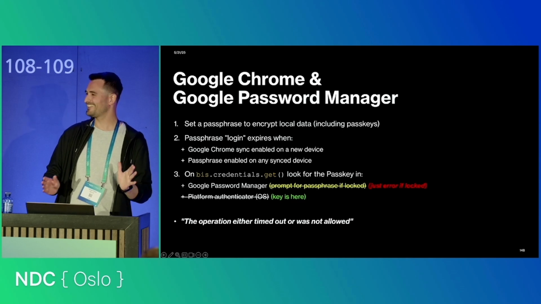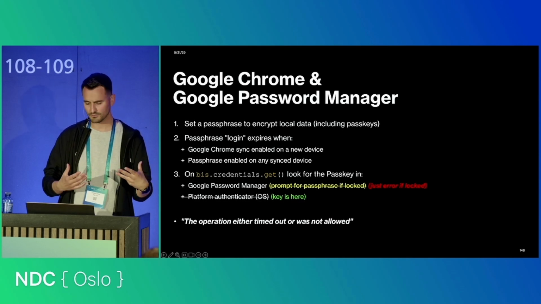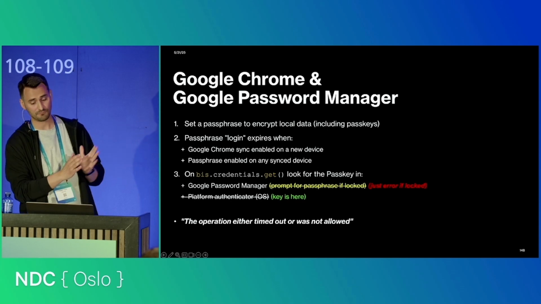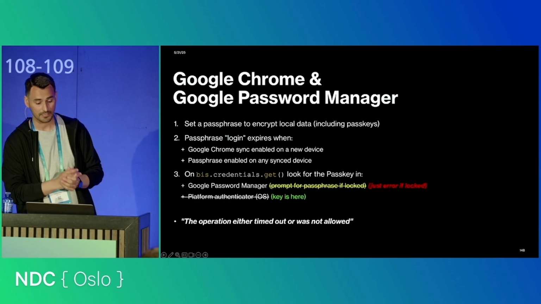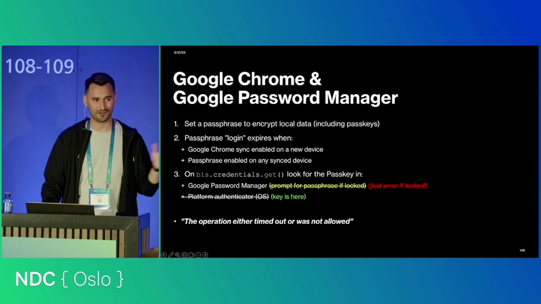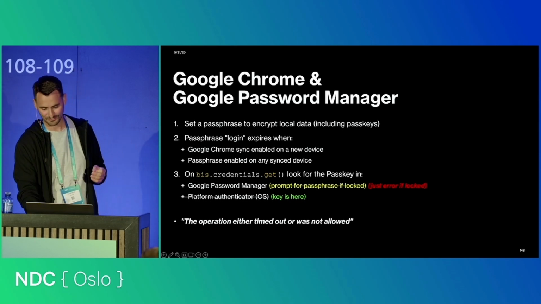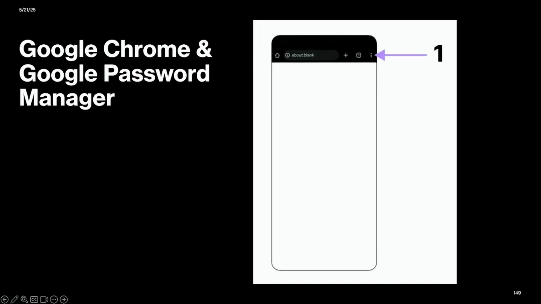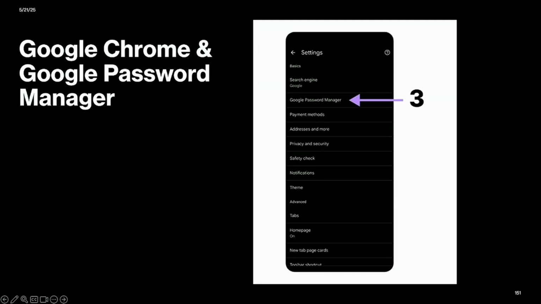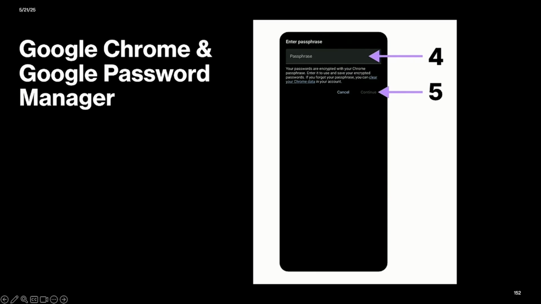we've implemented an alternative enrollment flow to detect that this situation is happening during the enrollment. And if so, we show the user a guide to re-input the passphrase. Now, if you're curious, here are the steps to re-input the passphrase. So you open Chrome on your device, you click the dots, you open Settings, you go into Google Password Manager, and then you enter your passphrase and you click Continue.